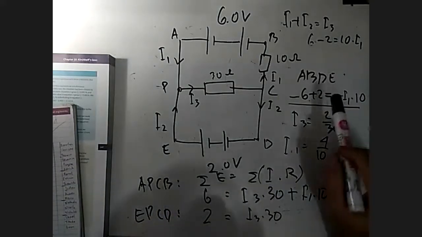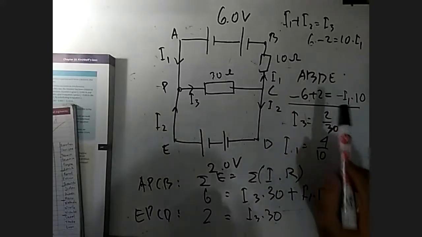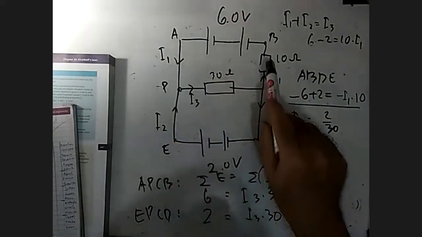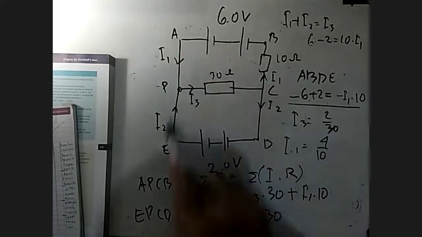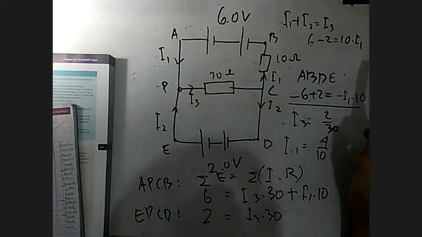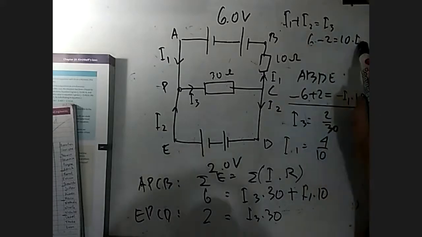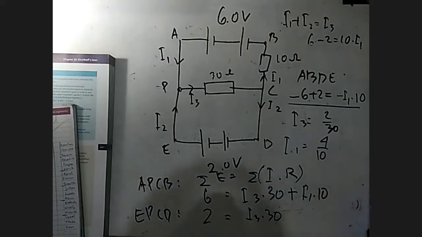It's just because we defined the loop as ABDE, not AEDB. If the loop that we define is AEDB, use this. It will be wrong. Be careful: in the exam, if you are making the loop ABDE but you write this, that's wrong. Be careful about the direction of the loop.